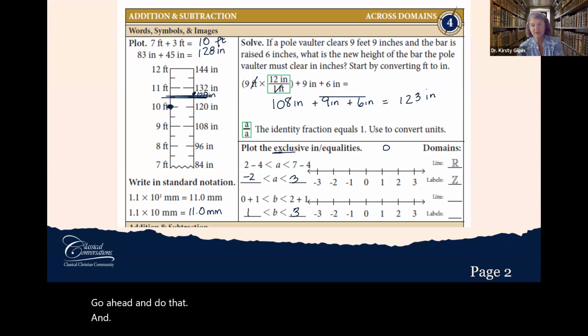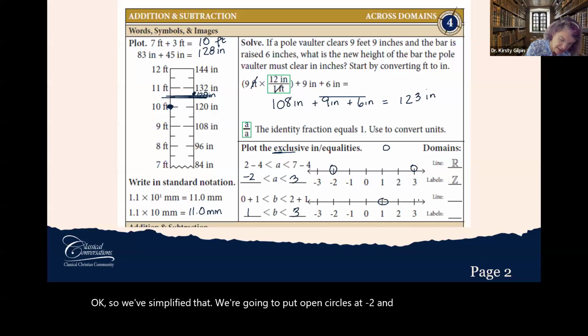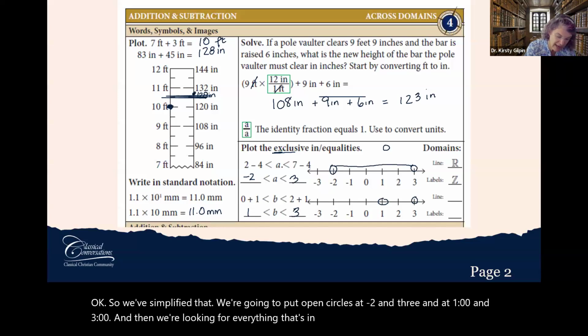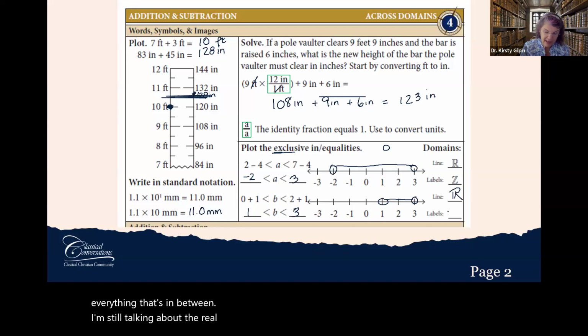Okay, so we've simplified that. We're going to put open circles at -2 and 3 and at 1 and 3. And then we're looking for everything that's in between. My A is in between, so everything that's in between. I'm still talking about the real number line, and my labels are integers.